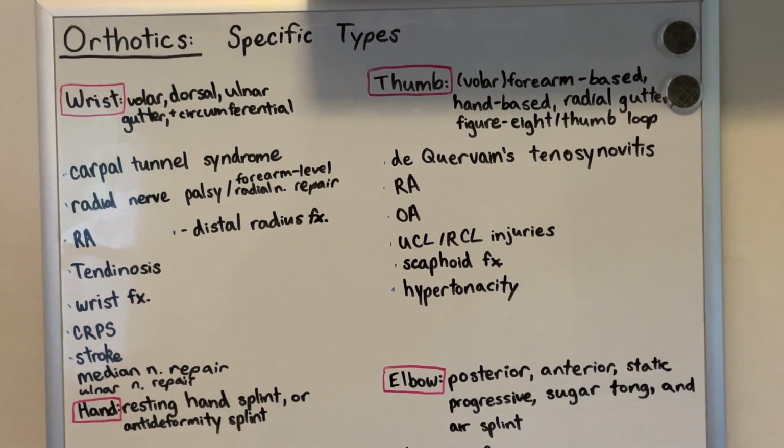I feel like it could just be under hand, but whenever I'm seeing it strictly about the wrist or strictly about the thumb here, I'm just going to be mentioning that small part of the resting hand splint. Normally, I would just put it under hand and call it a day, but I was writing out all of the conditions as listed from the PDFs just to help me facilitate my active recall strategies.